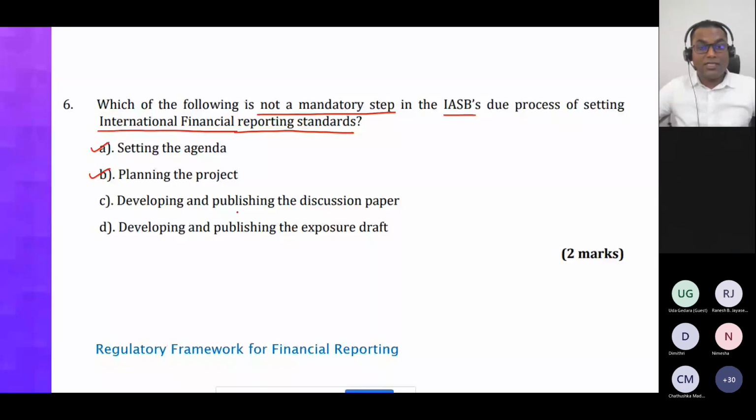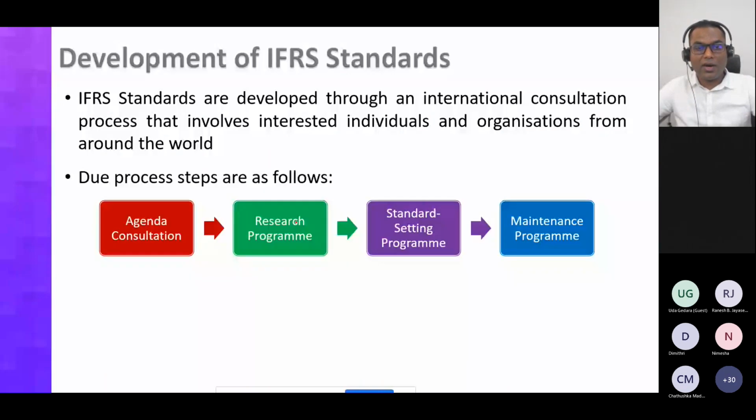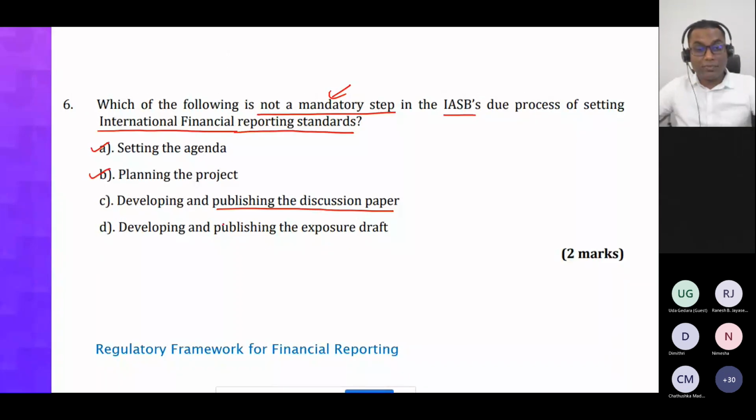Then developing and publishing the discussion paper, and developing and publishing an exposure draft. What do you say? That's why I said that it is very important to understand the question and read the question carefully. Actually, publishing a discussion paper is not a mandatory requirement. You may do that, but it's not a must. During the research program, you can publish, but it's not a mandatory step. But publishing an exposure draft is a mandatory step that you need to follow in the standard setting program stage.